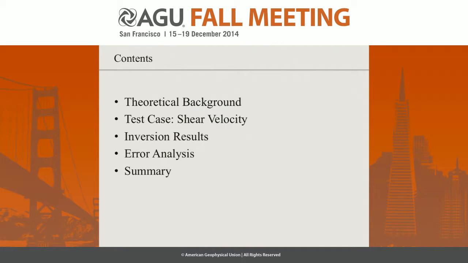For this talk, we include 5 different parts. First, I will briefly introduce the TsuSpeedv1 model and the EnKF method. And then I will talk about the test case about the shear velocity, and then talk about the inversion result for this test case. And then I will talk about the error analysis about this test case and give a summary about this talk.